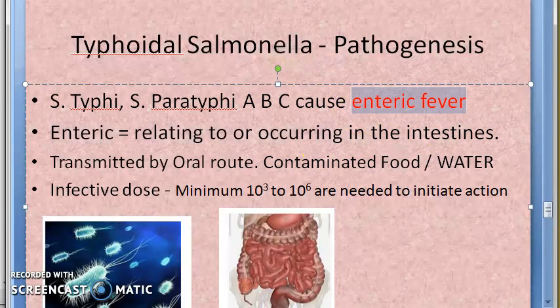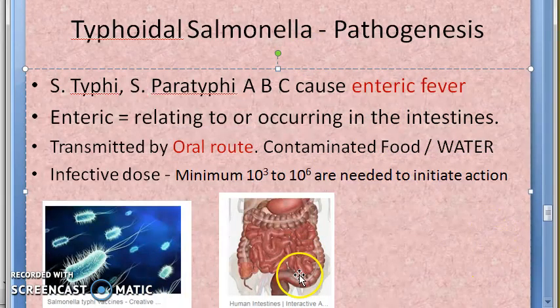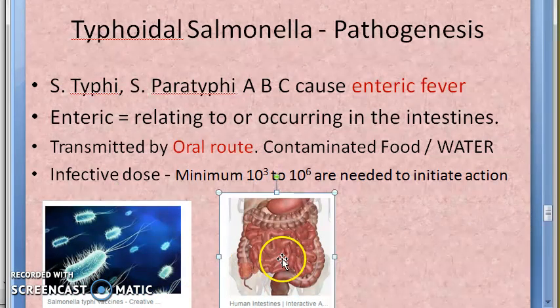Okay, got it right? Now this is transmitted by oral route. So if you possibly consume food or water that is contaminated, you might get typhoid. Now these are the bacteria and they will go and affect what? Your intestines. Okay.